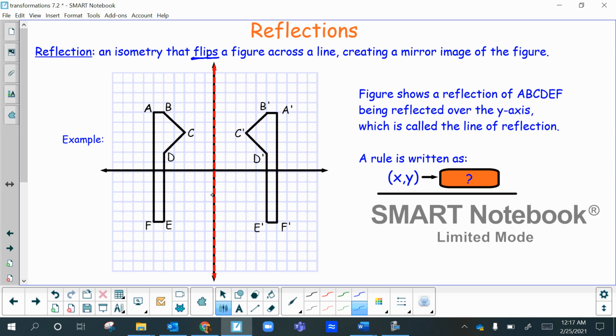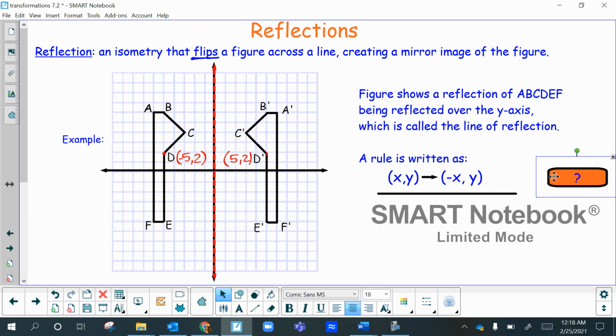And so an easy way to figure out the rule is just look at one coordinate. So let's take a look at D. D is at -5, comma 2. D prime is at 5, 2. So what changed here? The sign on the X, and that's it. So that's what your rule is going to be. Your rule is going to be -x, y. And that's your rule for reflecting over the y-axis.